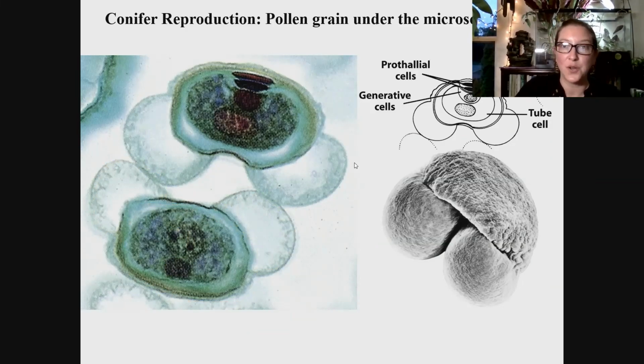All right. So pollen grain under the microscope. Yes, that's what we see here. Air bladders, and inside the pollen grain are some cells. You have a tube cell, which is shown there, and then some other cells.